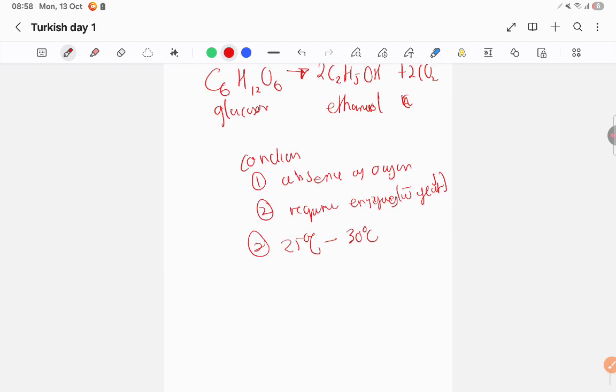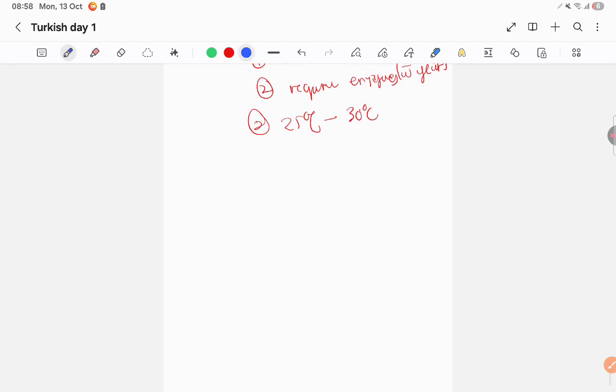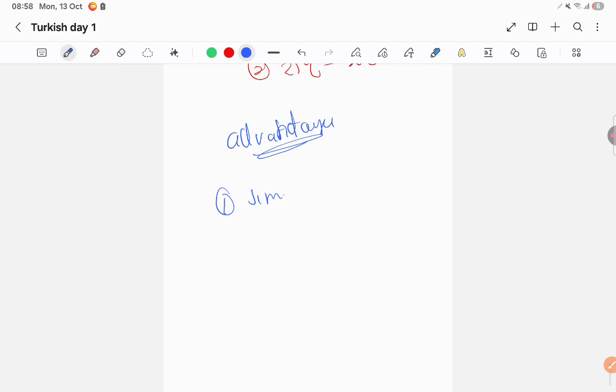So one could argue, what are the advantages of fermentation? The advantages of fermentation are: one, it is a simple method, not complex, whereas the other one is very complex, requiring 300 degrees Celsius and a catalyst. This one is a simple method. Another advantage, maybe you could say it uses a renewable resource. We can always get yeast and glucose, and all of that uses renewable resources.